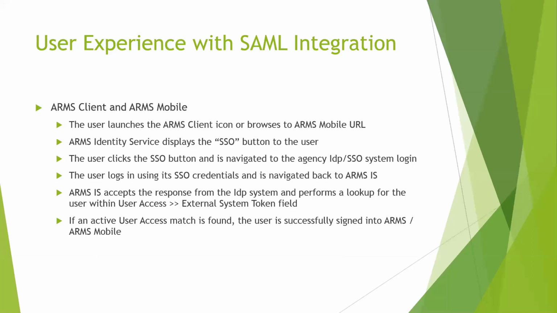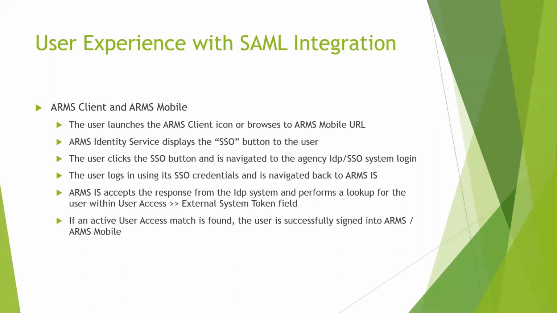The IDP finds out if that is a valid domain user or IDP user, and then sends a response back to ARMS to let it know with a special signal that that is a valid user, and here's a unique identifier for that user. And ARMS then accepts that return message. The user is navigated automatically back from the IDP to the ARMS system.